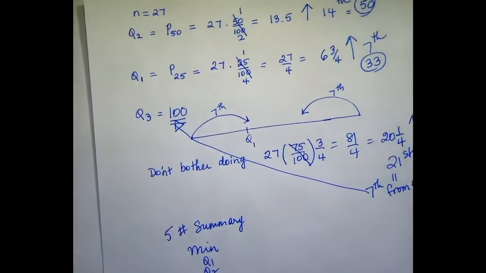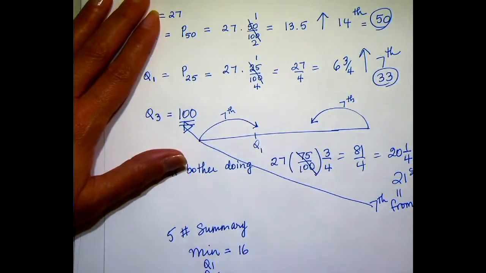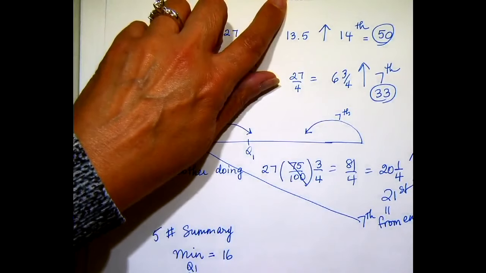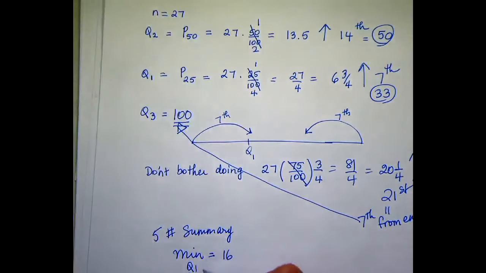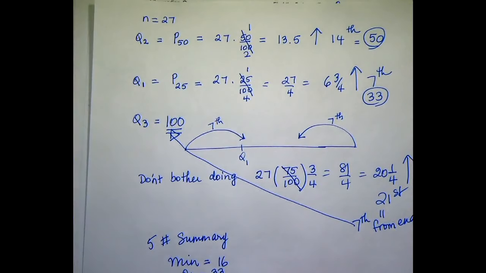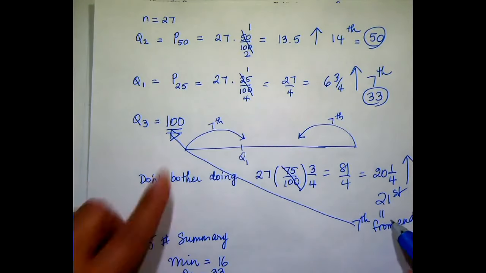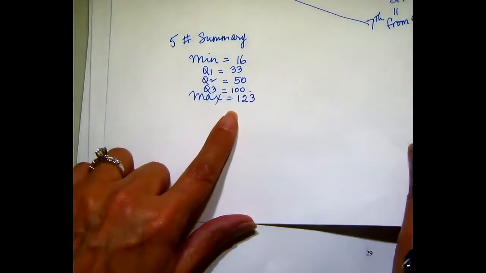So my min is 16. I'm just looking at my data here and saying the minimum value is 16, so I pick that up. The maximum value is 123, so I pick that up. And my Q1 was 33. My Q2 was 50. And my Q3 was 100. So now I can draw a box plot given these values right here.